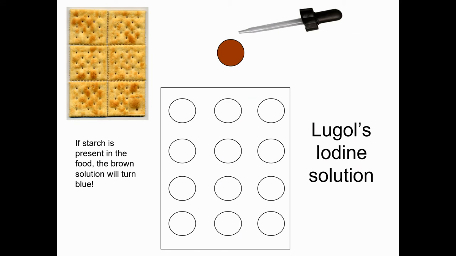Here's another example. This is a nutrient test to see if there's any starch in your food. You take a piece of the food you're trying to test, say a cracker, and over here we have a solution called iodine solution. It starts off brown, and we put a drop on the cracker. If there's starch in it, starch will react with the iodine solution, and the iodine solution will become a dark blue color. So there we see an example of a chemical change, and the clue was the color change.